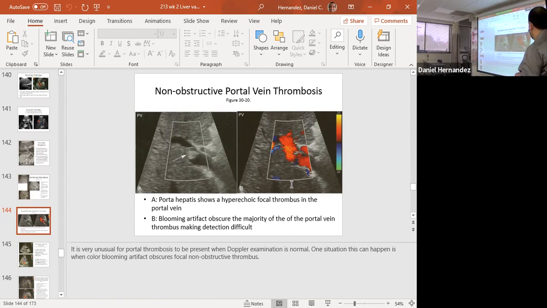This is why it's important to get a good 2D image as well as a good color. So if you had your color gain too high, you could potentially be covering that entire thrombus and have it bleed over. So this has blooming artifact, which obscures the majority of the portal vein thrombus, making detection difficult. It is very unusual for a portal thrombosis to be present when Doppler examination is normal. One situation where this can happen is when color blooming artifact obscures focal non-obstructive thrombus.